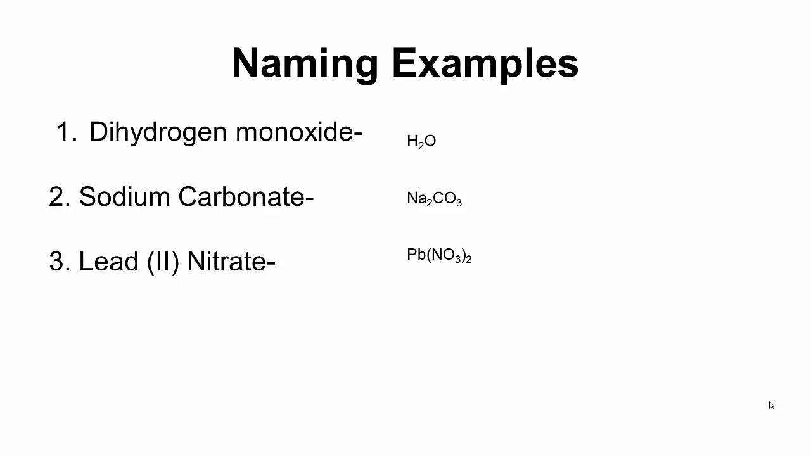Your last example is lead-2 nitrate. Nitrate is another common polyatomic ion with a -1 charge. The Roman numeral 2 signifies that lead has a +2 charge in this compound, so in order to give the compound a neutral charge state, the NO3 entire polyatomic ion has to have a 2 subscript.